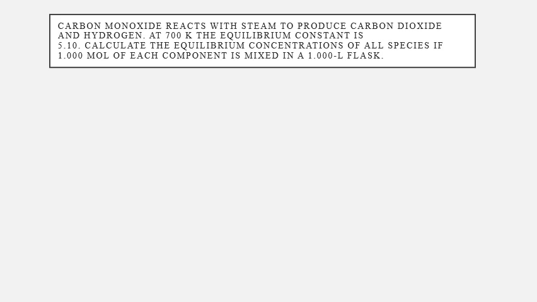So we're going to do the same type of thing. The only thing that's different, you notice that it says each component, so I don't have anything with an initial concentration of 0, so we're going to have to incorporate the Q into our reaction. So first thing I need to do is set up my equation. I would have carbon monoxide reacting with steam, so that would be a gas, steam would be a gas, it would form hydrogen gas and carbon dioxide gas. So I have a homogeneous system for this.